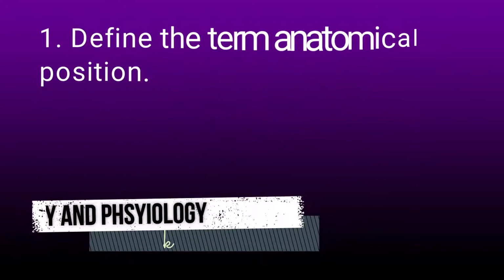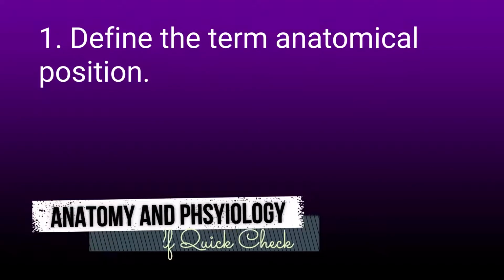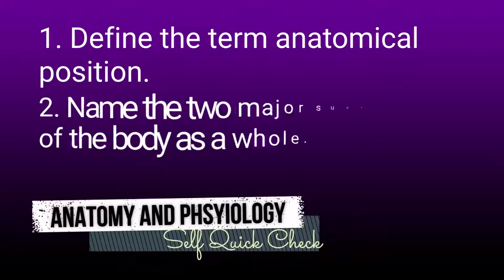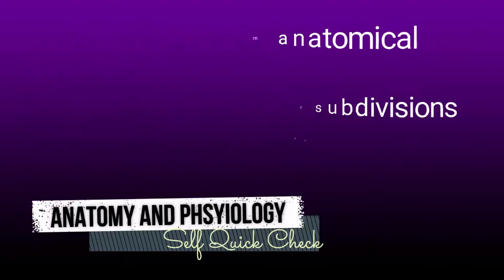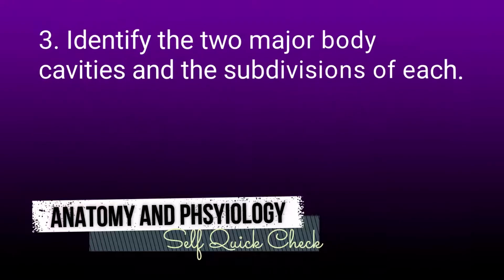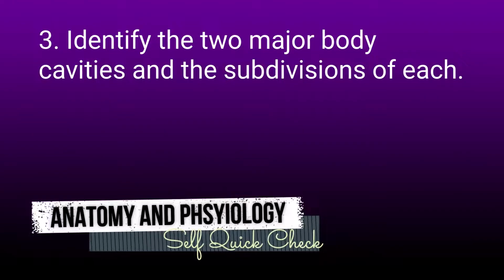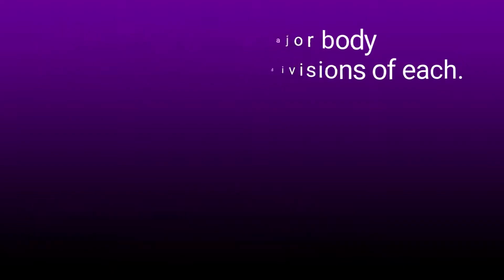Some quick checks for yourself. Number 1. Define the term anatomical position. Number 2. Name the 2 major subdivisions of the body as a whole. And number 3. Identify 2 major body cavities and the subdivisions of each.